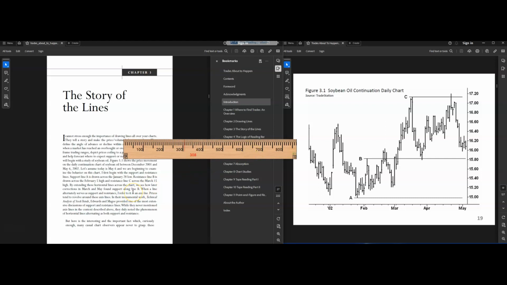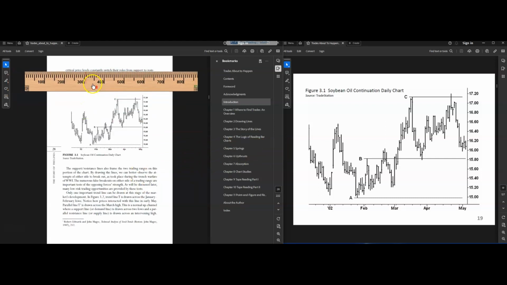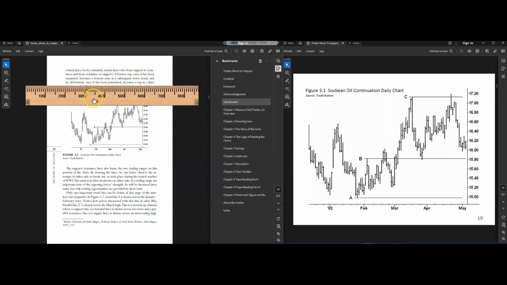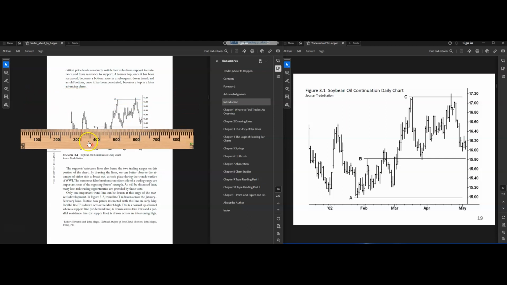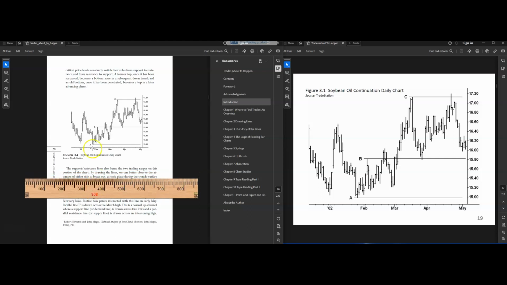All right. So they frame two ranges. A to B is range 1, and B to C is range 2.